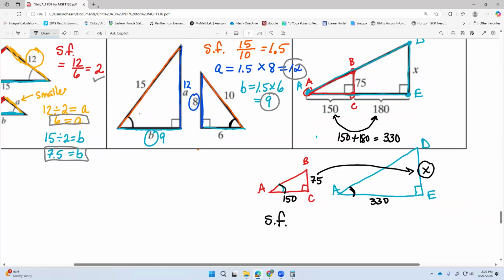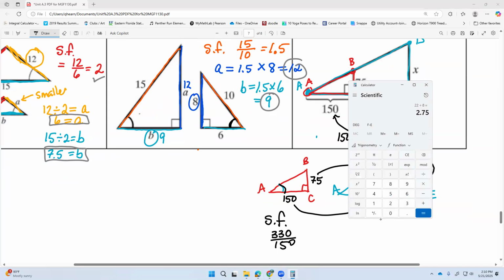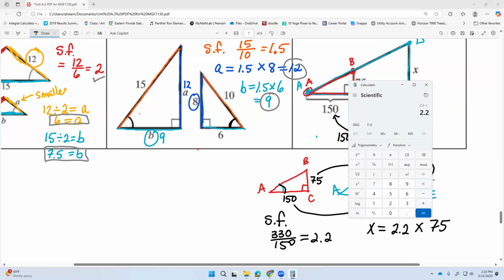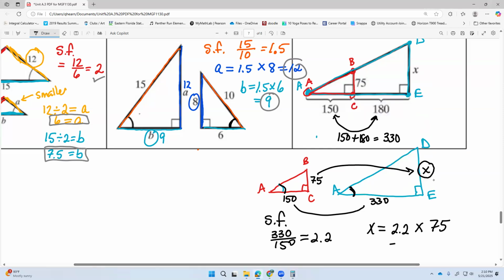So first, let's find the scale factor. We're going to take our two corresponding known sides and divide the larger by the smaller. So 330 divided by 150 is 2.2. So the blue triangle is 2.2 times as big as the red triangle. So if we want to find x, we have to take the scale factor 2.2 and multiply it by the corresponding side of length 75. So 2.2 times 75 is 165.